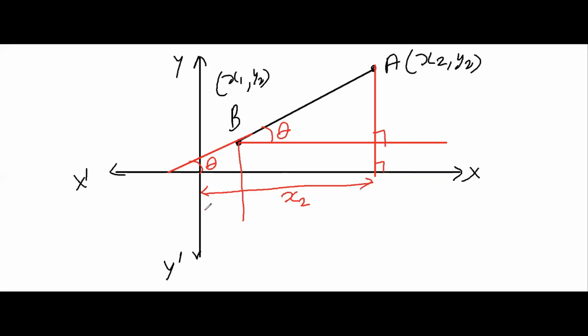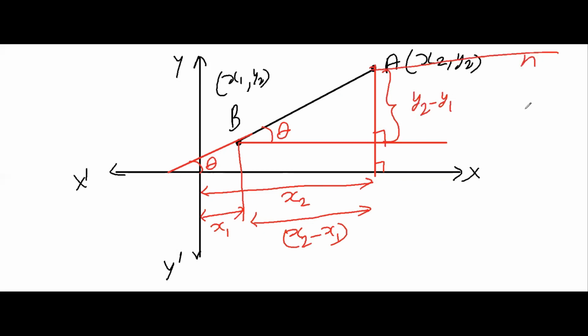If this is x1, this particular distance will be x1. So what will be this distance? This distance will be x2 minus x1. I mean the change of x-axis between A and B. Similarly, over here, this distance will be y2 minus y1. Why? Because from here to here, this is your y2, and from here to here, this is y1. So this distance will be y2 minus y1.